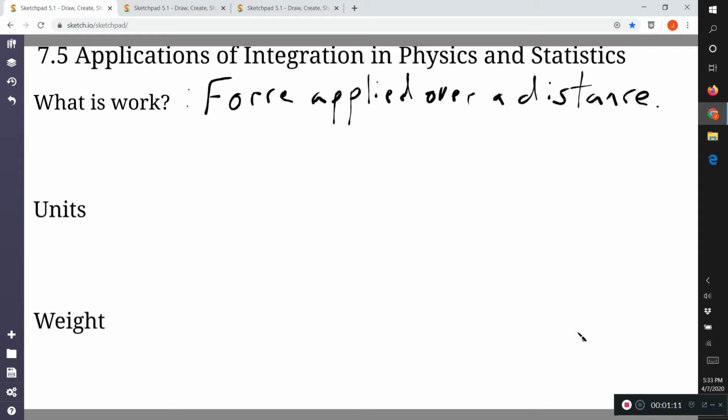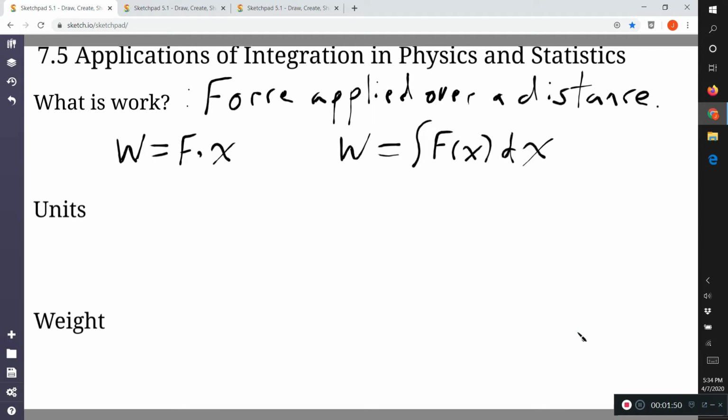There are two formulas we'll use. The first one is that work equals force times a distance, and we'll call that distance x. We could call it y, we could call it d, but it's always force times a distance. And that works very, very well for a consistent amount of force applied over a distance. But if the force is changing in any way, then we have to use an integral. We have to come up with a formula for force in terms of x. And when we integrate that formula, that will give us the amount of work on a given system.